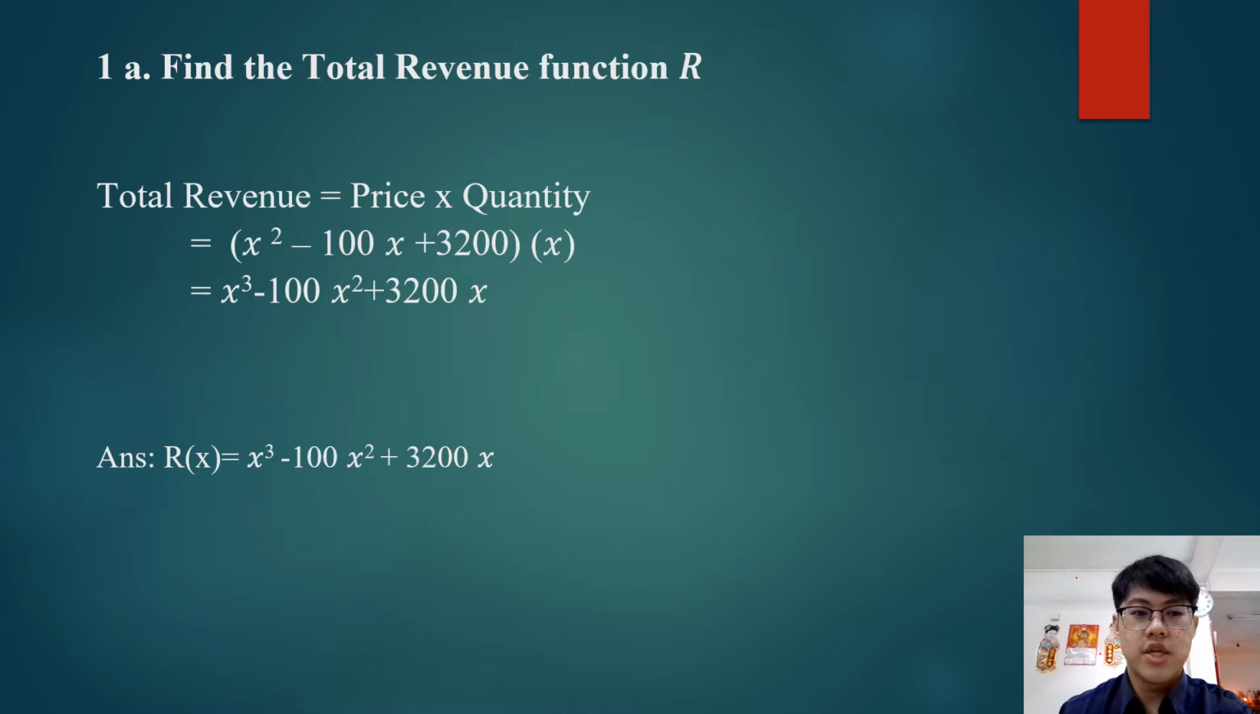Okay, for question 1a, we need to find the total revenue function R. The total revenue function is equal to price times quantity. So we multiply the price function by the quantity x, and we get the answer x^3 - 100x^2 + 3200x.